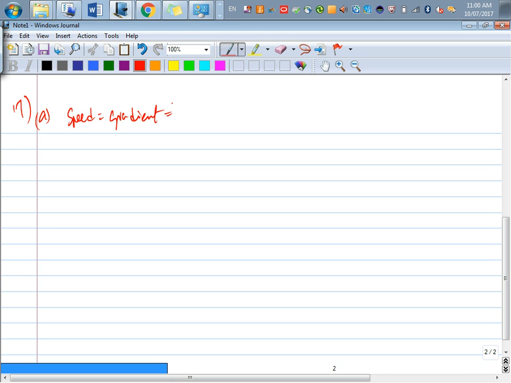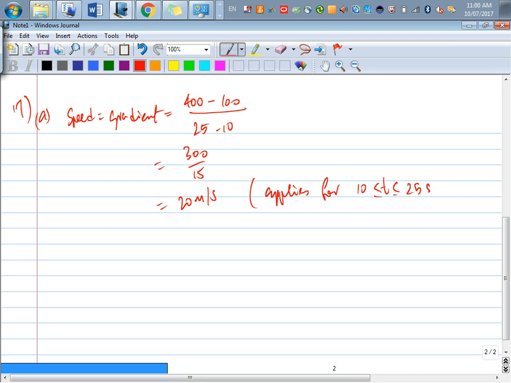And we have 400 minus 100 over the time taken, which is 25 to 10. We get 300 over 15. Answer will be 20 meters per second. Okay, this 20 meters per second applies for time between 10 to 25 seconds because it is a straight line. Now part B. It is moving at a constant acceleration for the first 10 seconds.